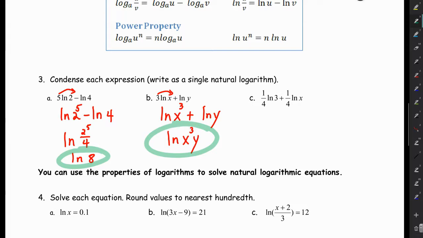All right, again, we're going to have that power property where we're bringing up the 1/4 for both of these. So we have ln 3 to the 1/4 power plus ln of x to the 1/4 power. We have addition, so when we condense the log, it's going to be multiplication.